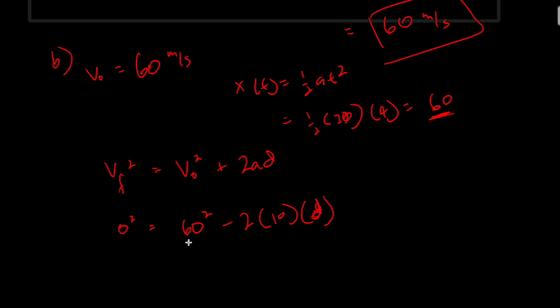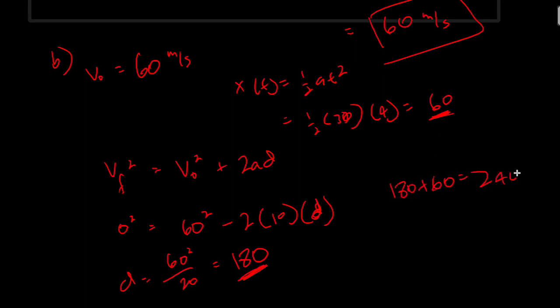Solving for D, we get 60 squared over 20, which is equal to 3 times 60, so 180. So after the initial 2 seconds, it goes 180 meters higher. So we add the initial 60 meters plus this 180, and we get 240 meters. That's the maximum height.